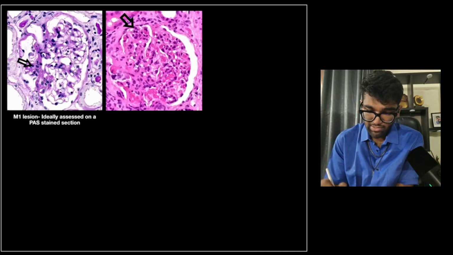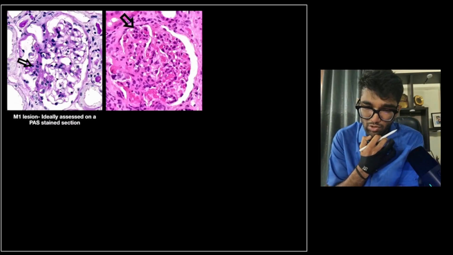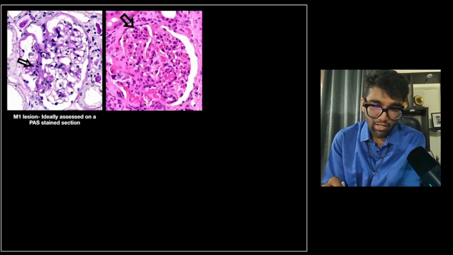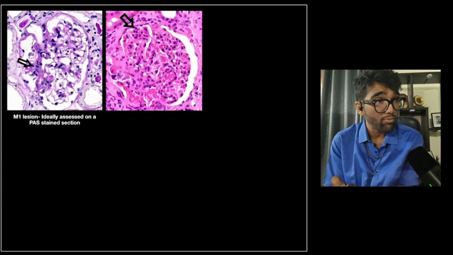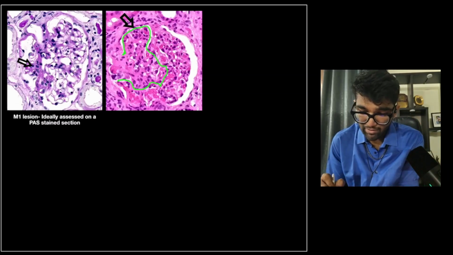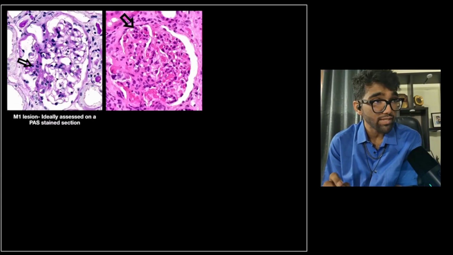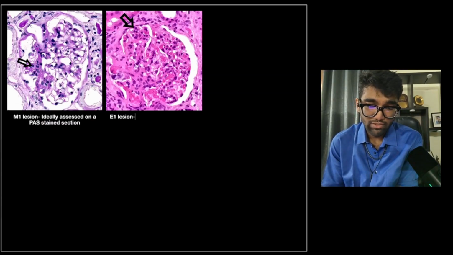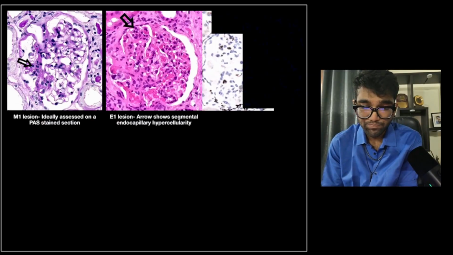Okay. Now, in the second lesion here, what you find is, again, a very busy looking glomerulus. And as I just mentioned earlier, there appears to be increased lobularity of the glomerulus. The number of RBCs within at least this area of the glomerulus is definitely decreased. Okay. And there is occlusion of the capillary lumina. So there is endocapillary proliferation. So we would call this an E1 lesion, and we're showing segmental endocapillary hypercellularity.